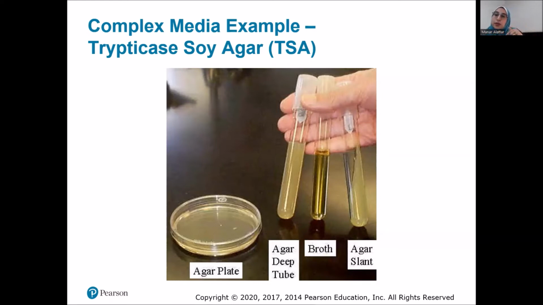And in the description, there's a video of the inoculation of a TSA deep as well. Okay. So I would recommend that you watch that video. You're welcome to pause now or wait.